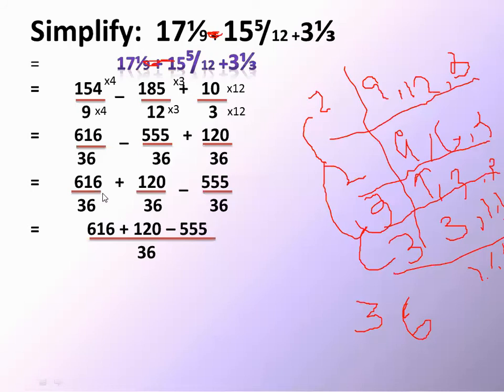Okay, now after that, what you will get here: 616 plus 120, you will add it and then subtract. So after addition, you will get 736. 616 plus 120 will become 736, and then after subtracting 555 from it, what I'll get here is 181 upon 36. If you look at your answer very carefully, it is 181 upon 36. 181 upon 36 is an improper fraction.